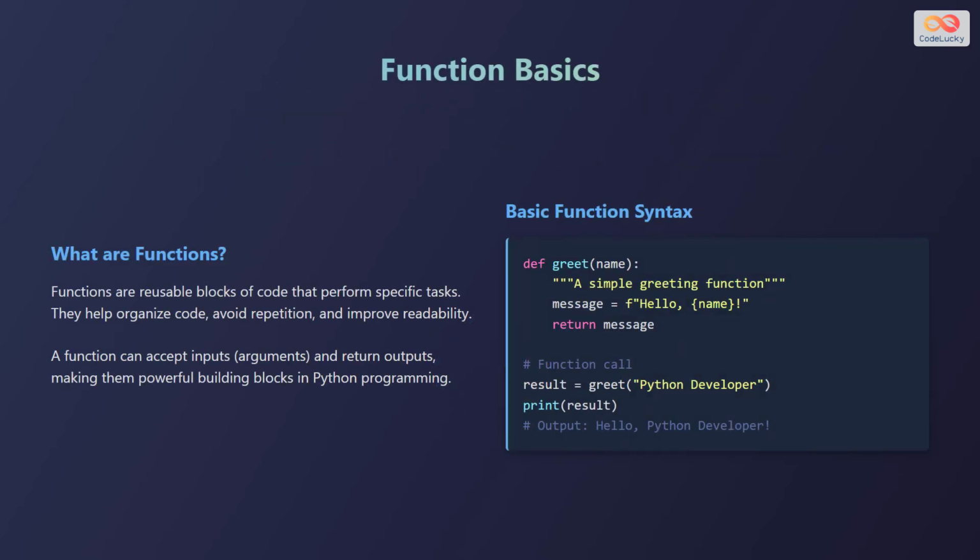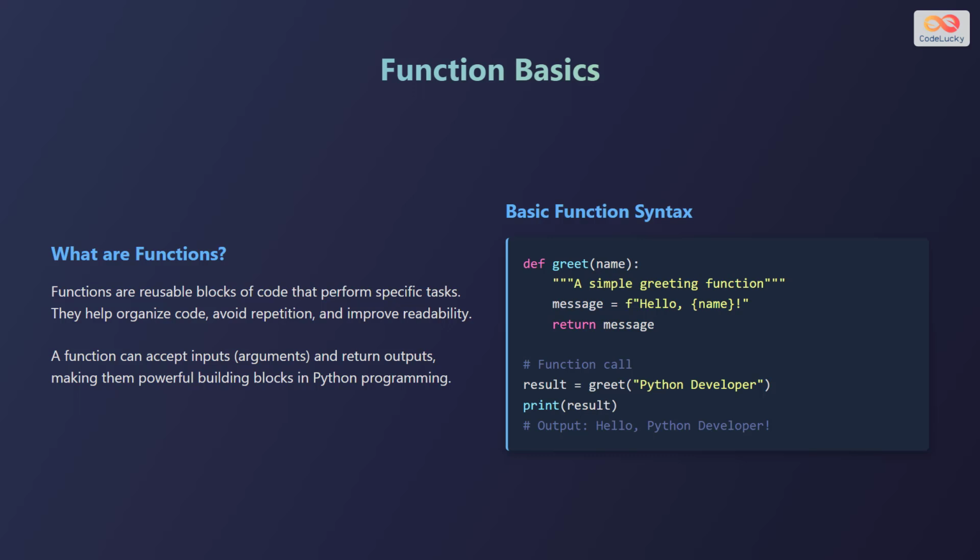First, let's define what functions are. Functions are reusable blocks of code that perform specific tasks. They help organize your code, avoid repetition, and improve readability. A function can accept inputs, also known as arguments, and return outputs, making them powerful building blocks in Python programming.